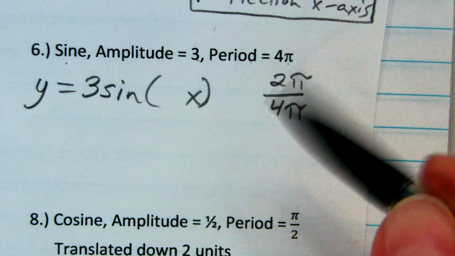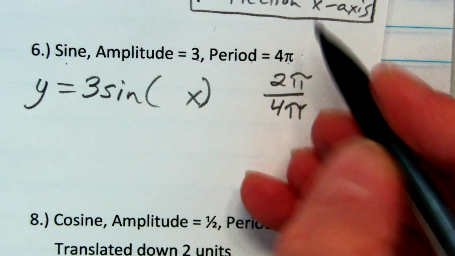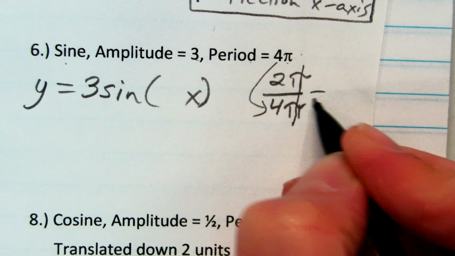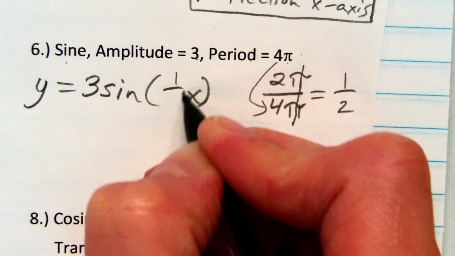Not everybody knows what you're doing. So it's always 2 pi divided by the period. The period's 4 pi. The pi's cancel. We have 2 over 4, which reduces to 1/2 x.